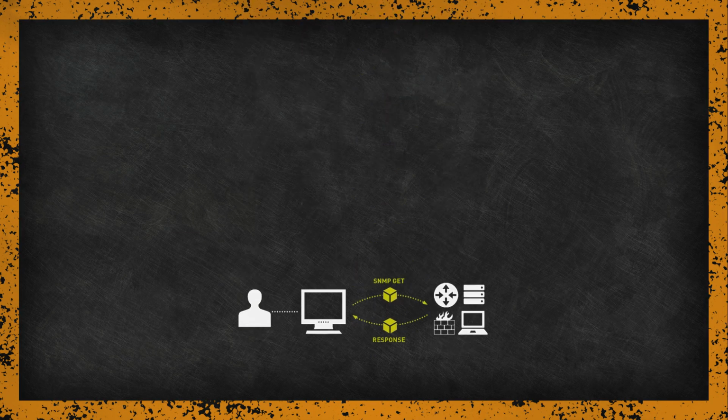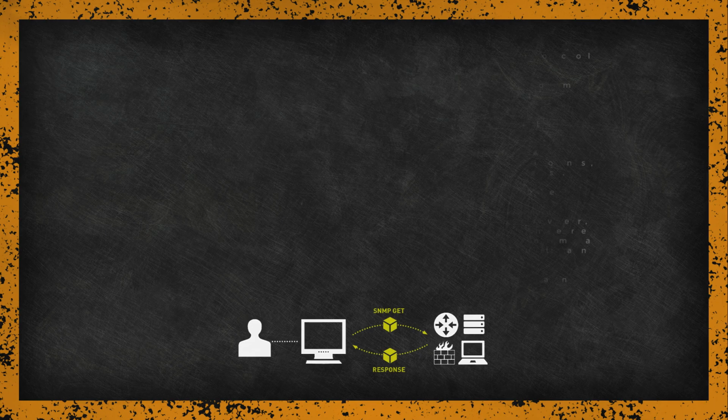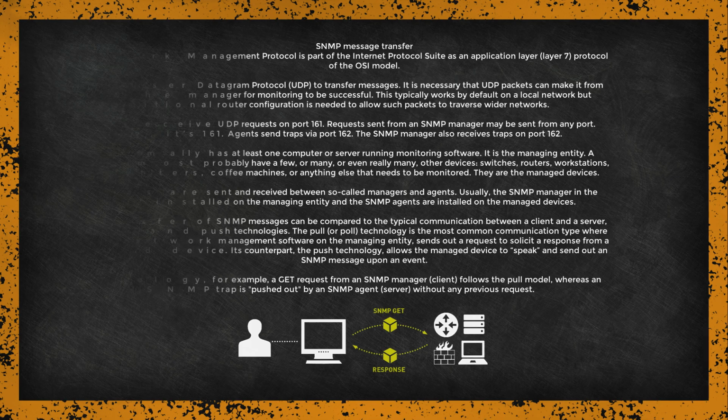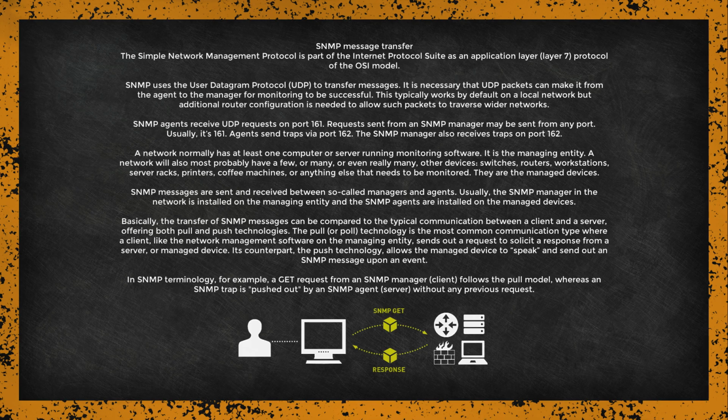A network normally has at least one computer or server running monitoring software. It is the managing entity. A network will also most probably have a few, or many, or even really many, other devices, switches, routers, workstations, server racks, printers, coffee machines, or anything else that needs to be monitored. They are the managed devices.